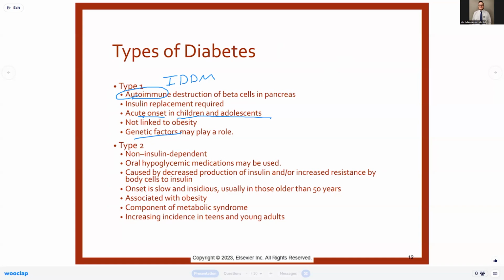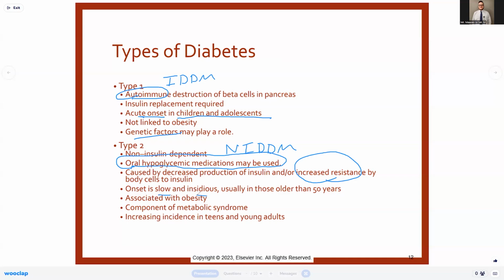Type 2 is known as non-insulin dependent, usually they say non-insulin dependent diabetes mellitus. You can usually treat type 2 with an oral drug. They don't always require insulin. What causes it? It's usually a combination of a decrease in insulin production and or increased resistance of the cells to the insulin, like the receptors of the cells. Typically, it's more in line with increased resistance, and that's why oral hypoglycemics, oral drugs designed to treat blood sugar, can be effective.